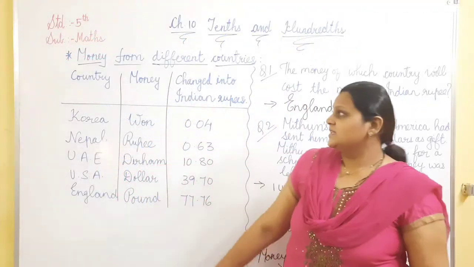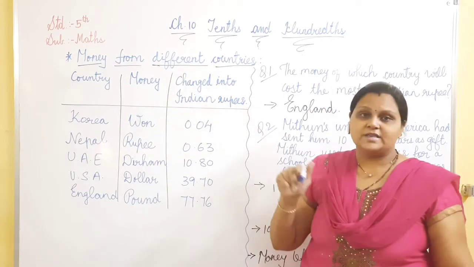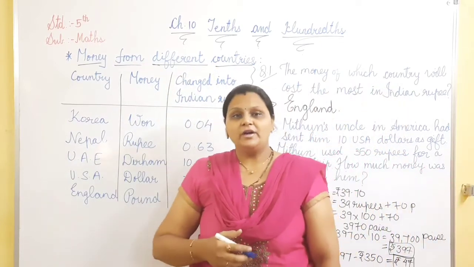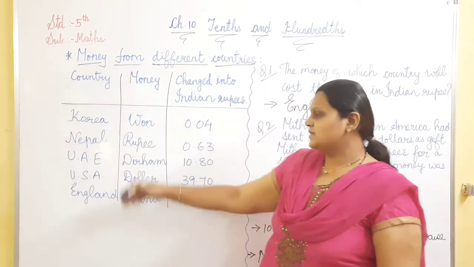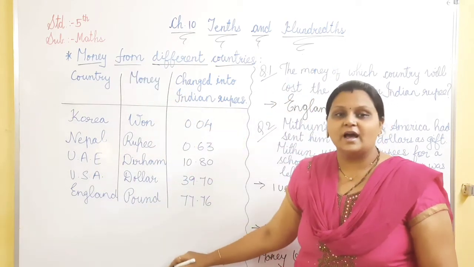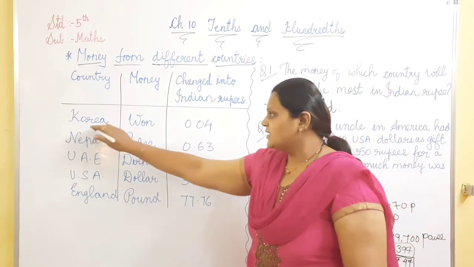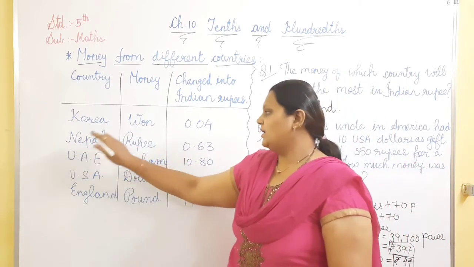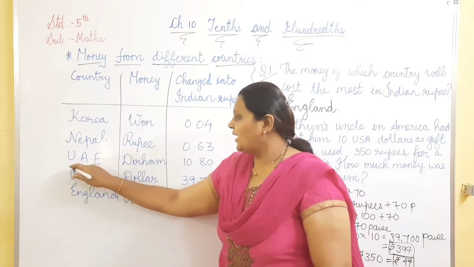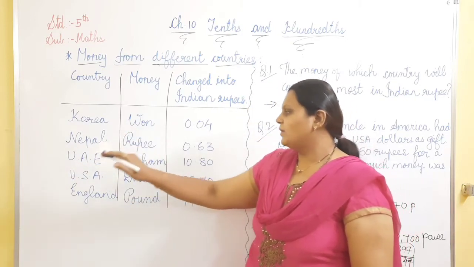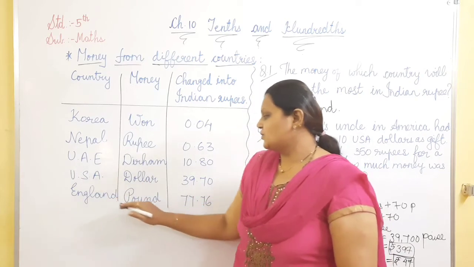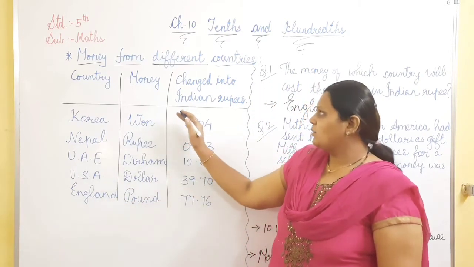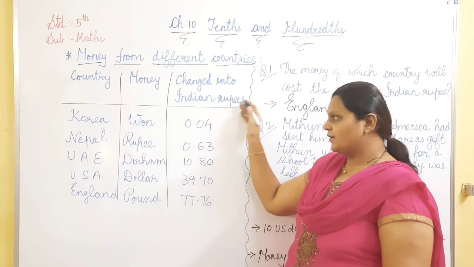Our next topic is money from different countries. We all know that different countries use different types of money. Here a few countries are given along with the money they are using. Korea is using won, Nepal is using rupee, UAE is using dirham, USA is using dollar, and England is using pound. The next column is change into Indian rupees.